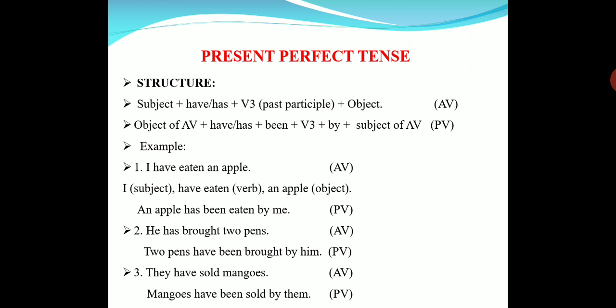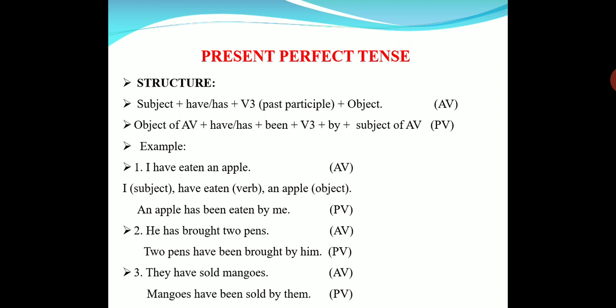I have eaten an apple. What is the subject? I. What is the verb part? Have eaten. What is the main verb here? Eat. What is the object? An apple. So we have divided it into subject, verb, object.